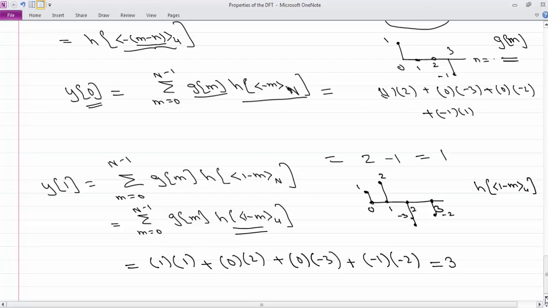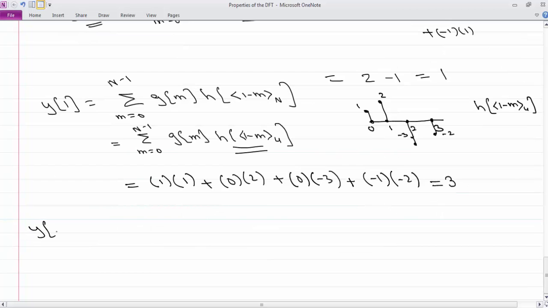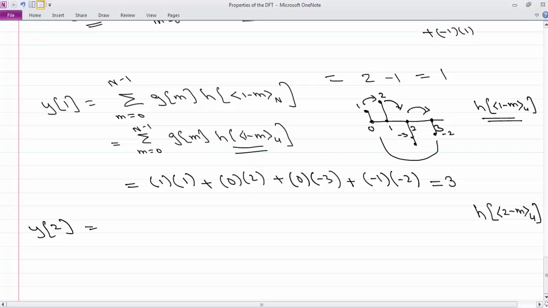And similarly, I can do that. I can go to y of 2. Now I won't write the expression again, but it's the same trick. I just have to work with this version. I now shift it one more to the right, because for y2 I need 2 minus m mod 4, which I can simply get by shifting everything to the right. So 1 goes to index 1, 2 goes to index 2, minus 3 goes to index 3, and minus 2 goes to index 0.